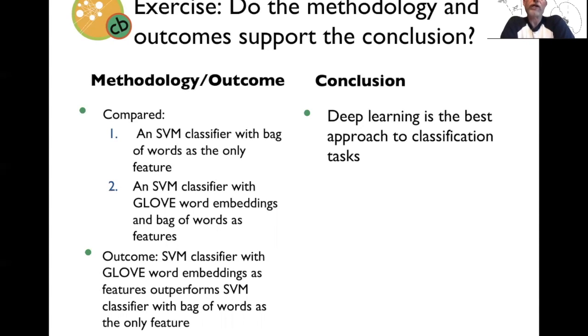And then the outcome is that the SVM classifier with glove word embeddings as features outperforms the SVM classifier with only a bag of words as features. And then the conclusion of the paper is that deep learning is the best approach to classification tasks. So take a minute to think about it, pause your video while you do that, and I will go get a cup of coffee.